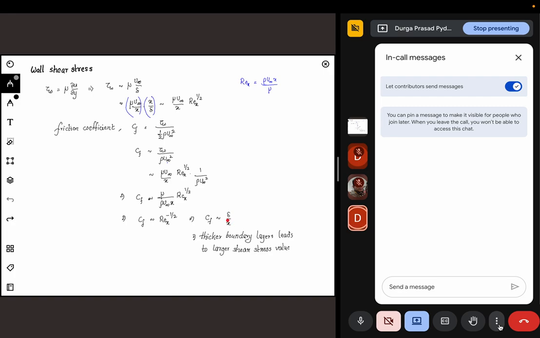So for a given length of the plate, if you have a thicker boundary layer, which means you have a higher delta, then C_f will also increase. Which means for the same free stream velocity, you will have more shear stress. So the drag force will keep on increasing, or the viscous effect will be higher, when you have thicker boundary layers.